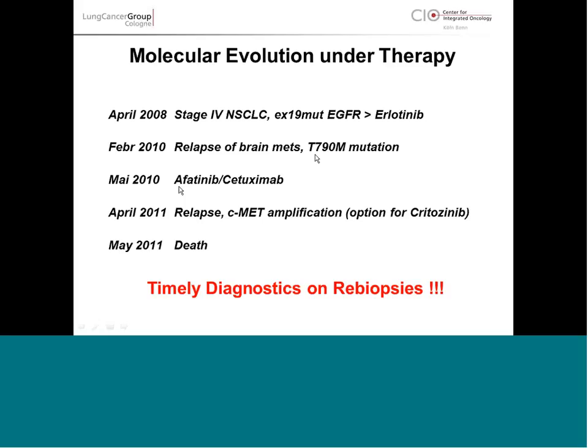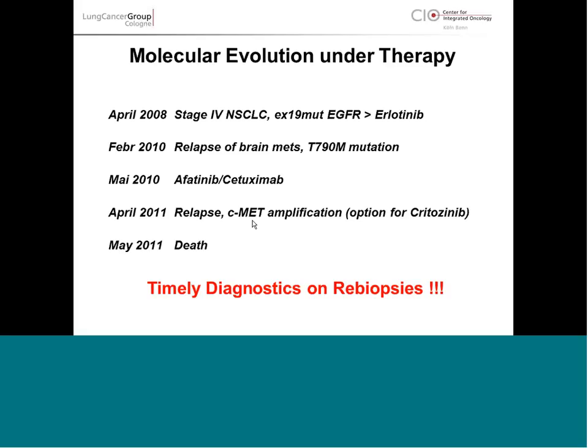We again got a biopsy, and she developed a T790M resistance mutation that makes Erlotinib ineffective to inhibit the EGFR receptor. By this time, a second generation of EGFR inhibitors became available, afatinib, and the combination with an EGFR antibody proved to be very effective, and the patient had another response for more than a year. Then she relapsed again and had a MET amplification. So she had another genomic alteration, and at that time we did not have any further therapeutic options.